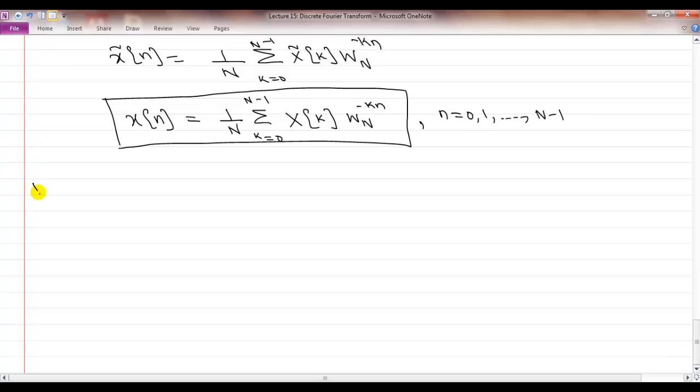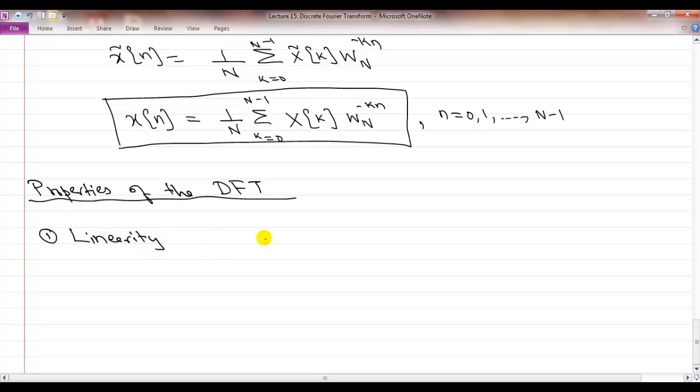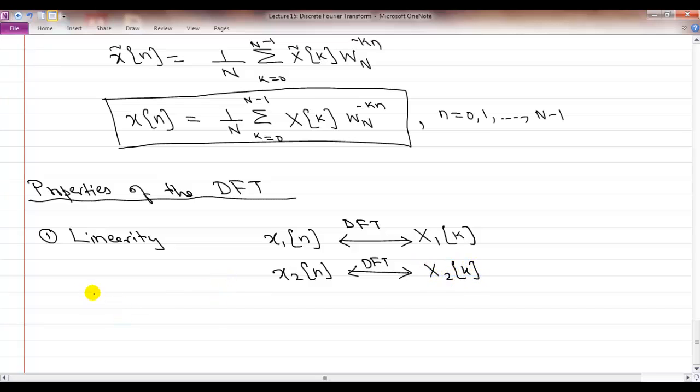Okay, let's talk about the properties of the DFT. The first property, which is common to any linear transform, you have been doing that for a long time in pretty much every transform you must have studied, which is linearity. Here we have to just be careful about the number of samples that we are computing of our DTFT. So if x1 of n has a DFT x1 of k and x2 of n has a DFT x2 of k, then you have to first of all take N, the length of your DFT, as greater than or equal to the length of both the sequences.